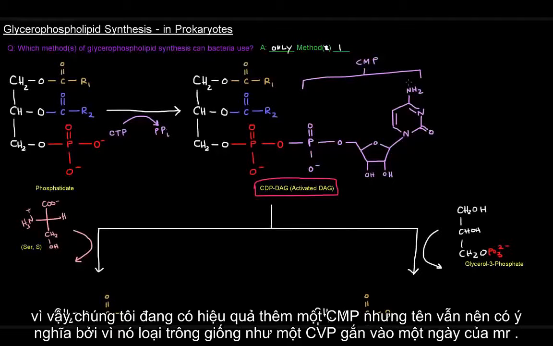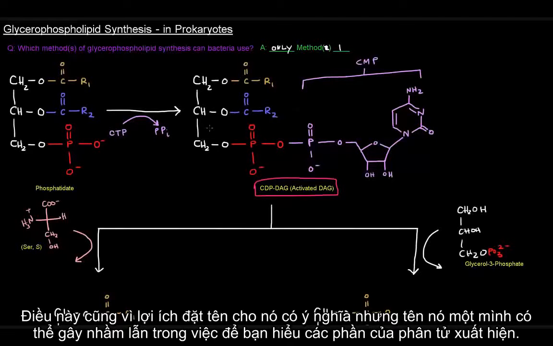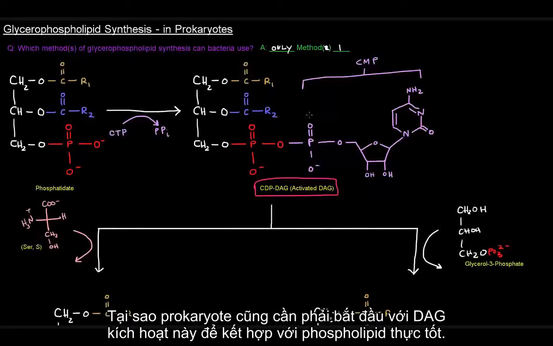So we're effectively adding a CMP, but the name should still make sense because it looks like a CDP attached to a diacylglycerol. So just for the naming's sake, it makes sense, but the name alone could be confusing in allowing you to understand which parts of this molecule are coming from what. Anyway, prokaryotes need to start with this activated DAG in order to make glycerophospholipids.